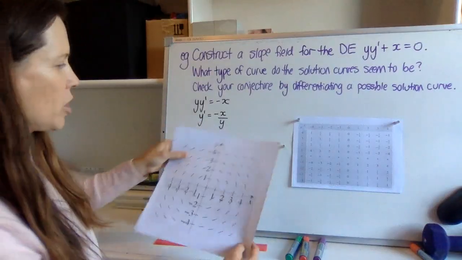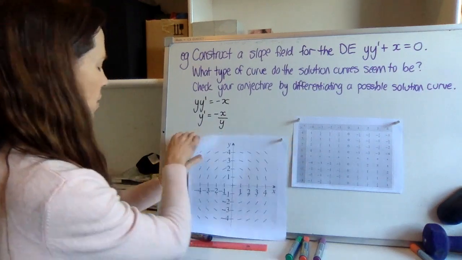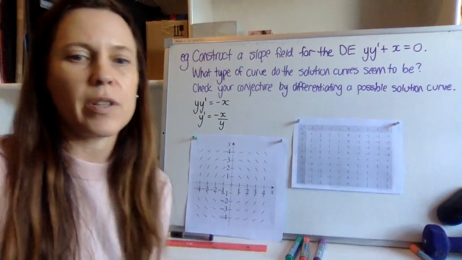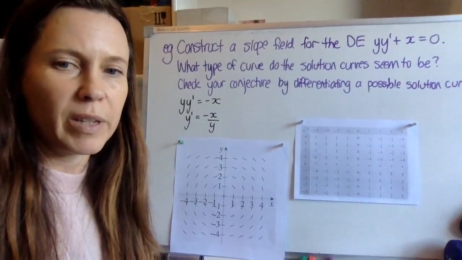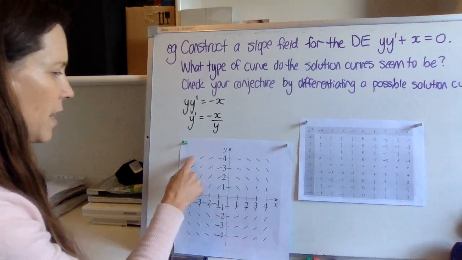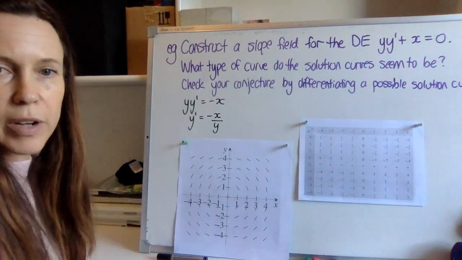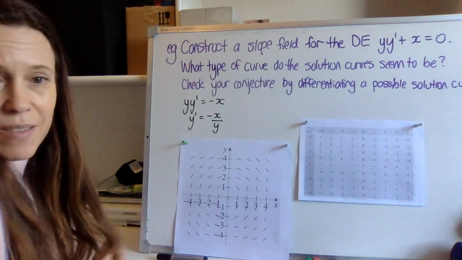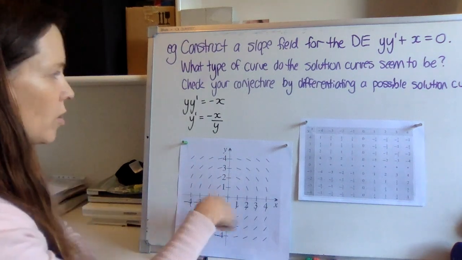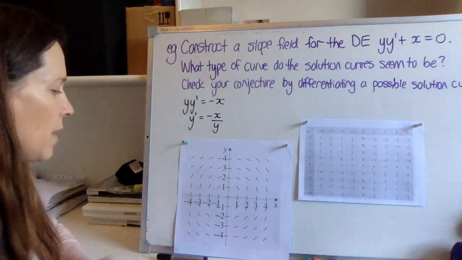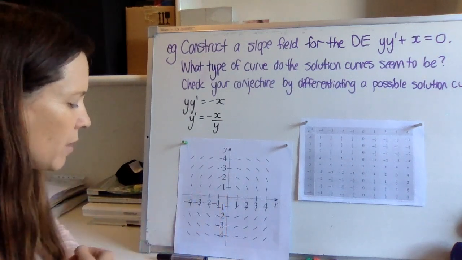I've also been a little bit cheeky and I've printed out a slope field already drawn for us so that we can have a look at it. Again, I'll bring you in a little bit closer. Now, the process here is just lining up each of these points from your grid and making a line of the right gradient. So we can see very clearly and easily here that these look like circles. So our second question, what type of curve do the solution curves seem to be? Well, they look like circles and they look like they've got their center at the origin.